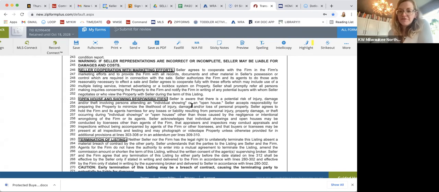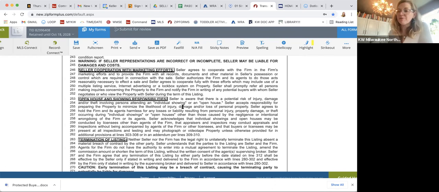Seller's cooperation with marketing efforts. So seller agrees to cooperate with the firm in the firm's marketing efforts and to provide the firm with all records, documents, and other material in seller's possession or control which are required in connection with the sale. Seller authorizes the firm and its agents to do those acts reasonably necessary to effect a sale, and seller agrees to cooperate fully with these efforts. So, seller, you're signing a listing contract for me to sell your home. We need to make sure that you have full cooperation with how we are, in effect, trying to get this home sold.